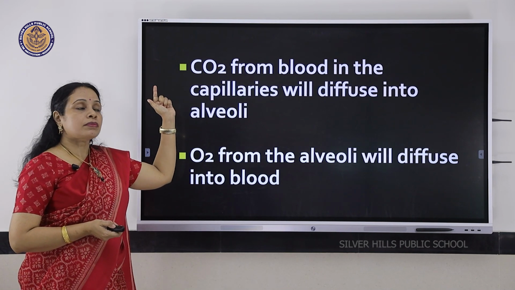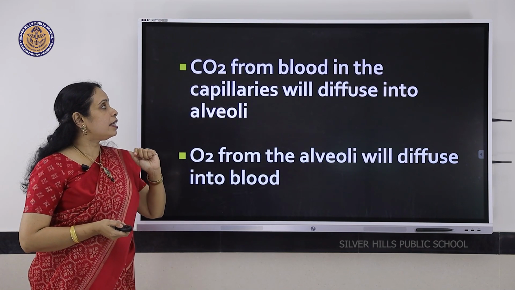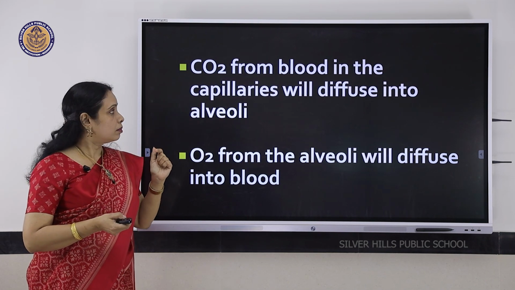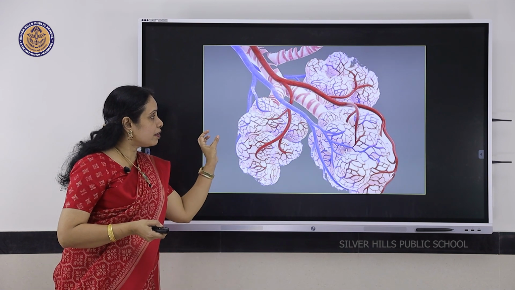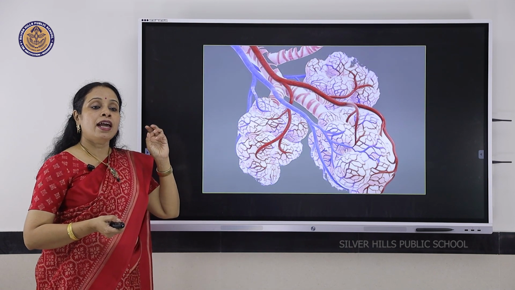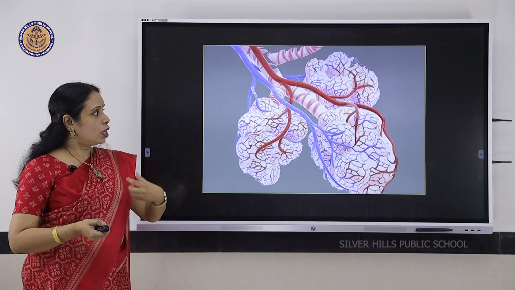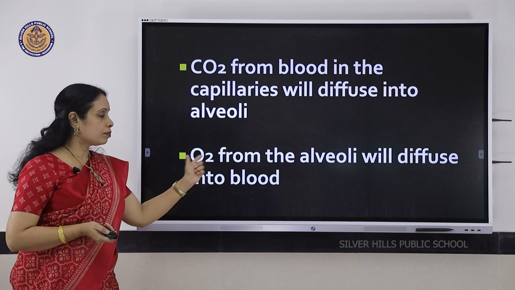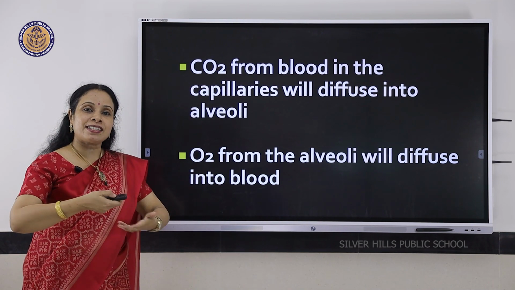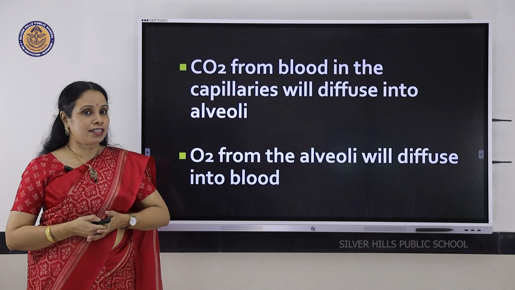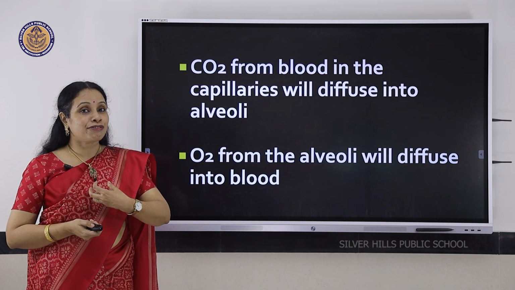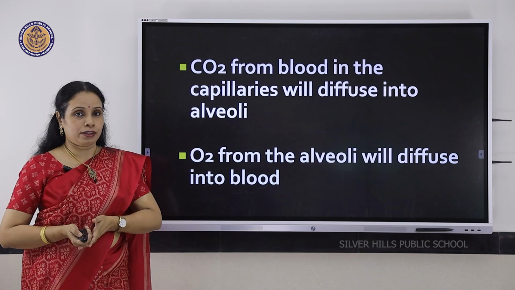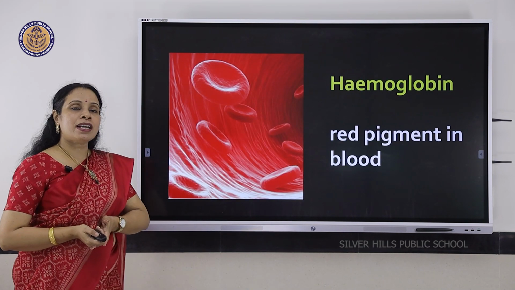What will happen? Carbon dioxide from the blood in these capillaries will diffuse into the alveoli. Okay, the carbon dioxide went into the alveoli, and from the air that we breathed in, oxygen will now enter into the blood capillaries. So diffusion has happened, gas exchange has happened. Now the alveoli are filled with carbon dioxide rich air, which we can breathe out. So that's how respiration happens.